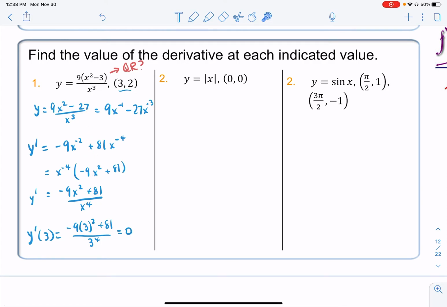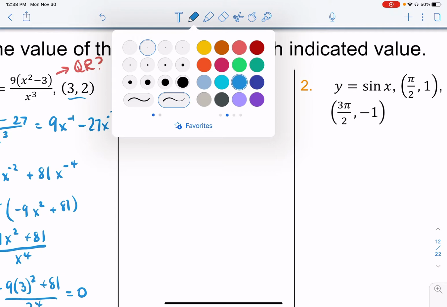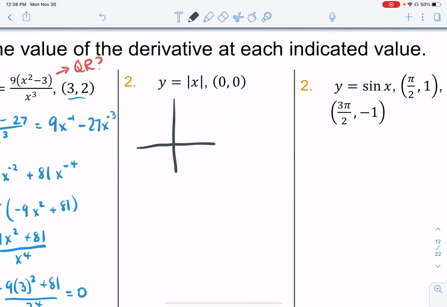I wonder why. Okay, let's take a look at number 2. What is the value of the derivative of y is equal to the absolute value of x at 0, 0, at the origin? Well, we don't have a derivative rule for the absolute value function, so instead, maybe what I do is I just examine a graph here. Voila, there's our x and our y axis, and then the absolute value function looks exactly like this. And what's the value of the derivative right here at this point at the origin? Here, y prime does not exist because we have a sharp turn.